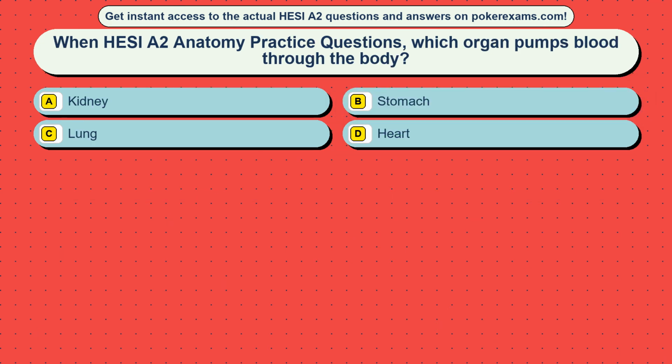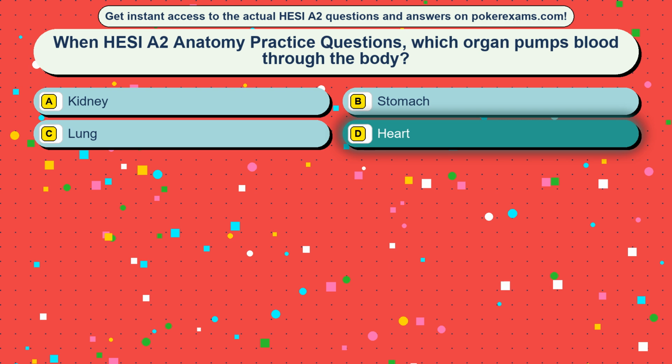Question 19. When HESI A2 anatomy practice questions, which organ pumps blood through the body? Option A, kidney. Option B, stomach. Option C, lung. Option D, heart. The correct answer is option D, heart.